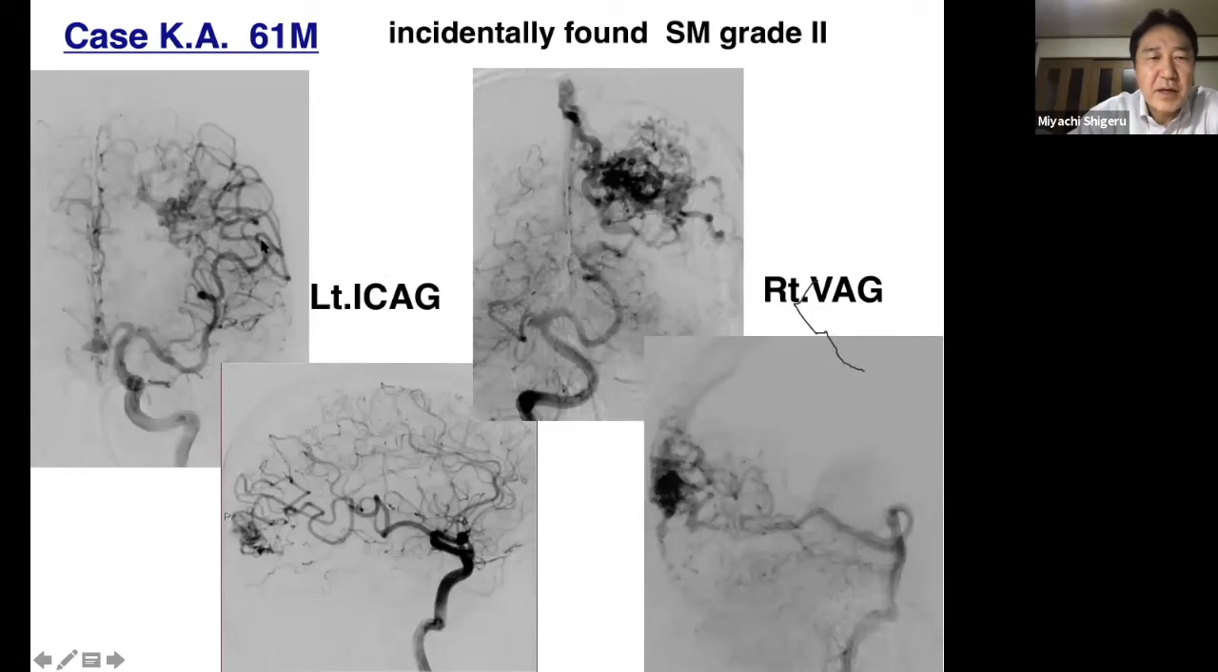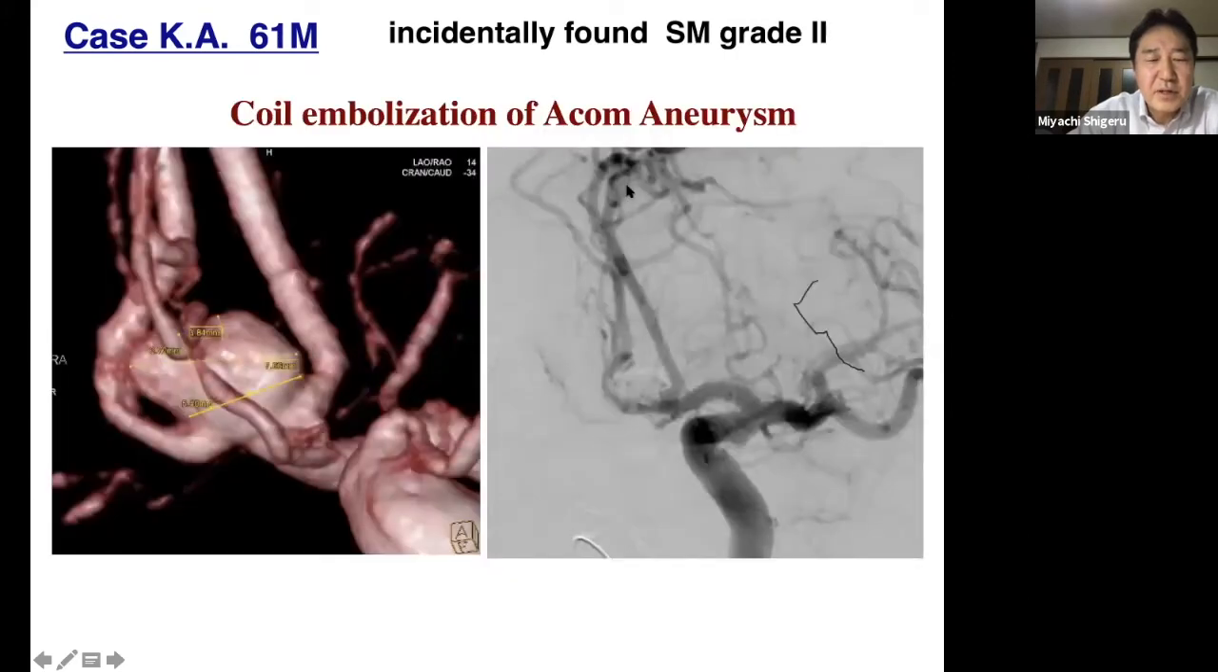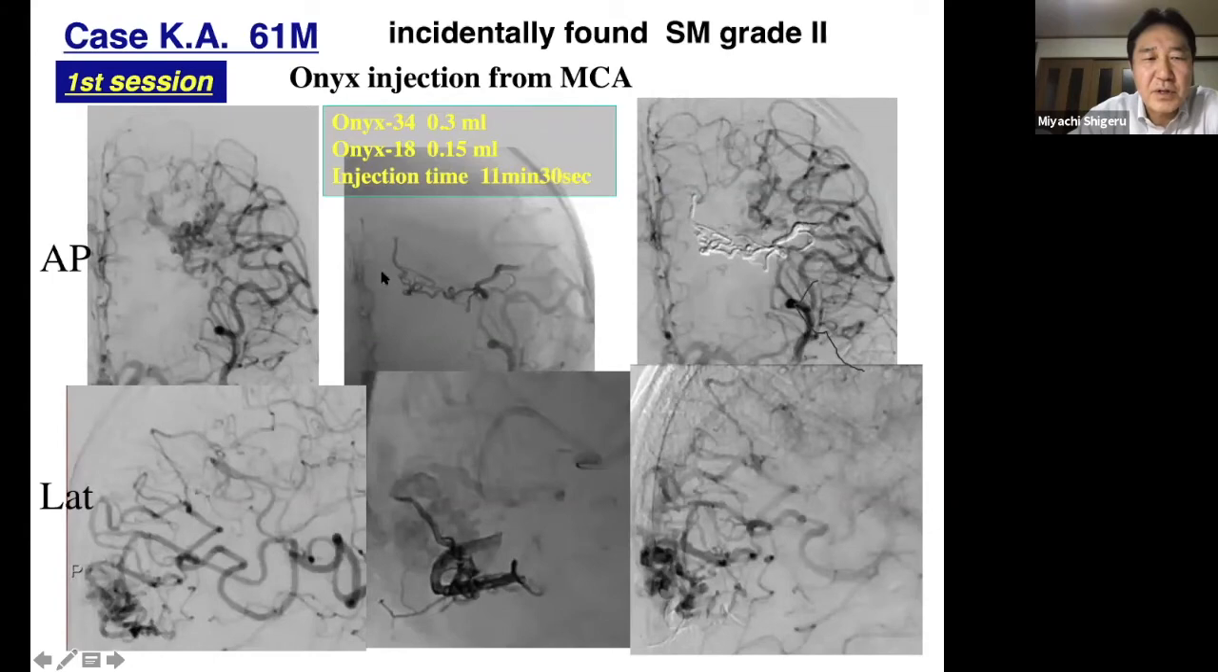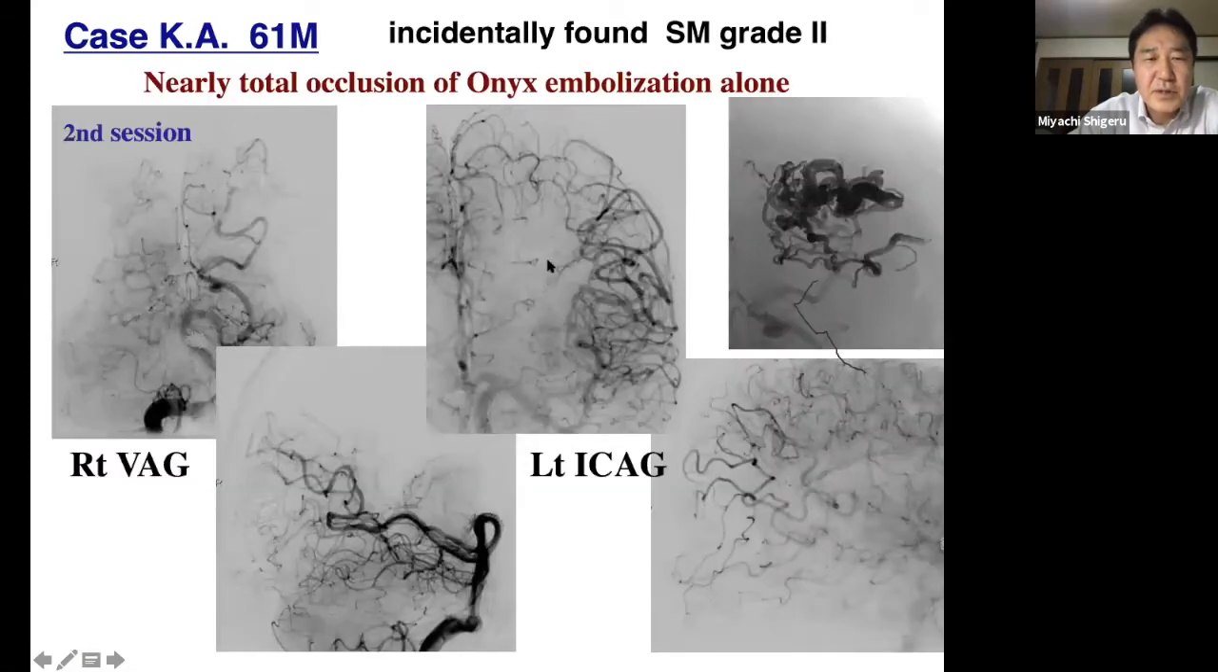And this is our case: a middle-size occipital AVM on the left side. This case also has an aneurysm in the anterior communicating artery. This is not a feeder, but a coincidental aneurysm. Firstly, we embolized it with coils, and then injected Onyx from the MCA and PCA. This is just after the embolization, and this is the Onyx cast.